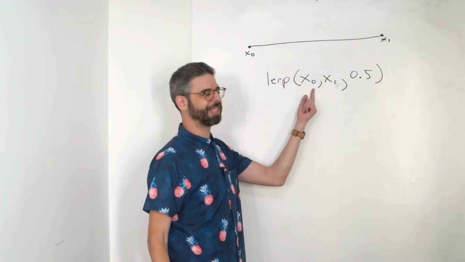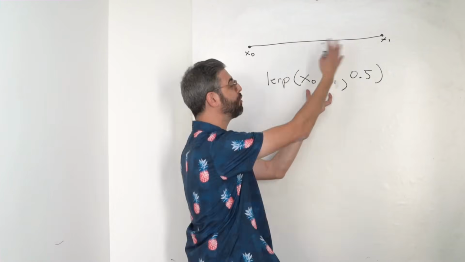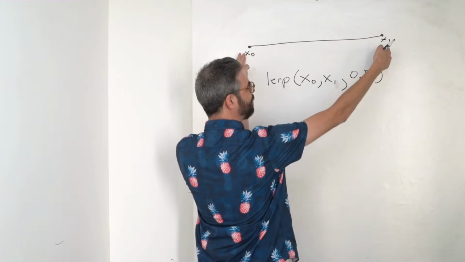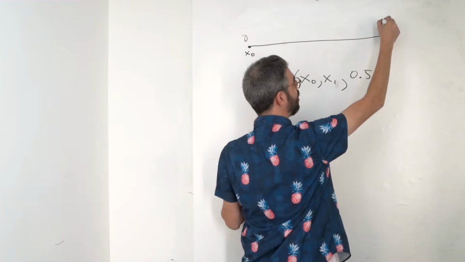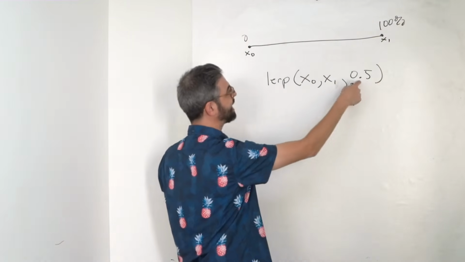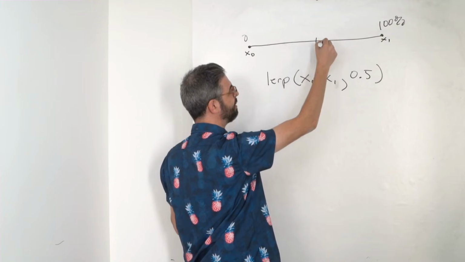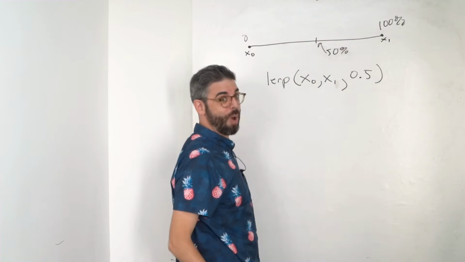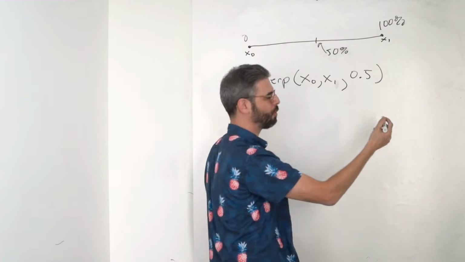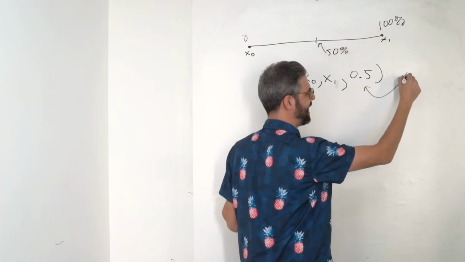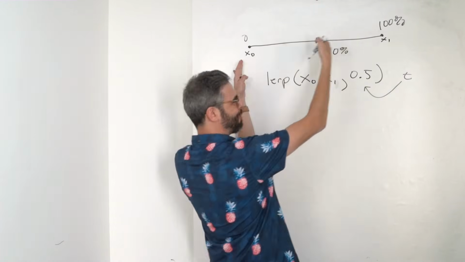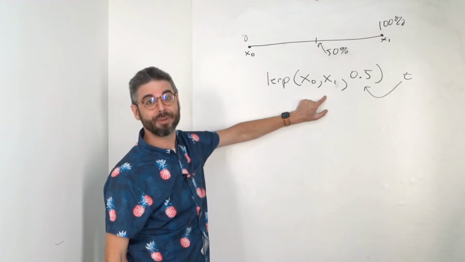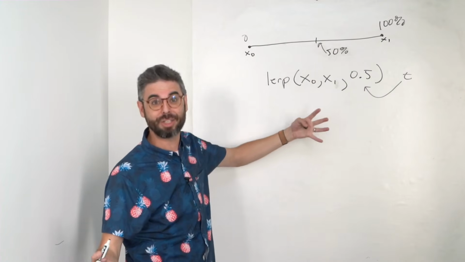The lerp function takes two values and returns back to you a value in between those two values, some percentage along the way, between 0 and 100%. In this case, 0.5 would give me the value 50% of the way there. This value is often represented with the letter t. I think of it as like the amount of time to get from this point all the way to this point. The math for doing this is quite simple and intuitive.